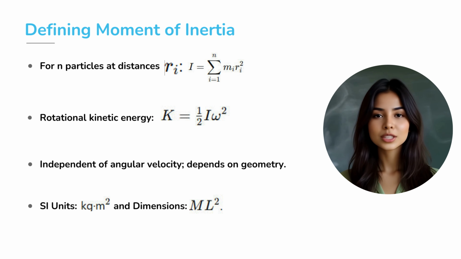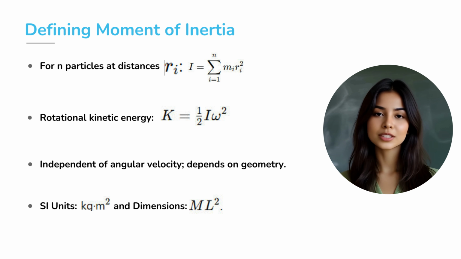Formally, for n particles at distances r sub i, the moment of inertia, I, equals the summation of m sub i times r sub i squared. That's equation 6.34. Now, the rotational kinetic energy of the body can be neatly written as 1/2 I omega squared, equation 6.35. Notice how similar it looks to translational kinetic energy, 1/2 m v squared.